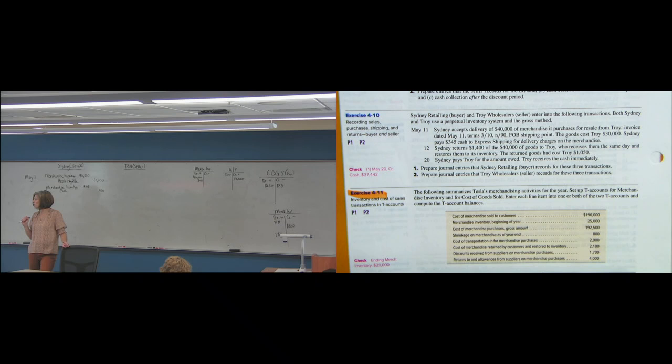Sydney returns $1,400 of the goods. So what do I debit and what do I credit for the buyer? Accounts payable debit, merchandise inventory credit. Okay, perfect. Accounts payable, 1,400, and merchandise inventory credit. Because if you're returning something, you want your bill to go down. That's the $1,400 debit to accounts payable. And obviously, you don't have that amount of inventory, so you have to credit your inventory.